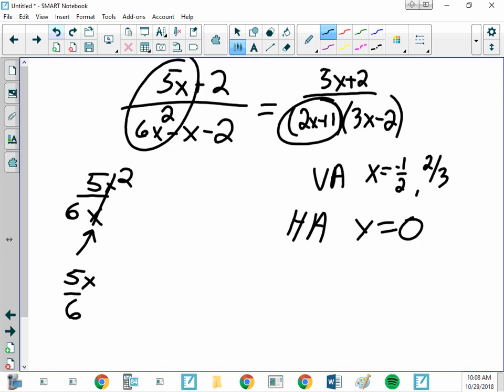Okay, turn the page. Oh no, that's it for today. Yep, that's it. So your assignment is 321, 1 through 16 all. And tomorrow we'll talk about slant asymptotes.